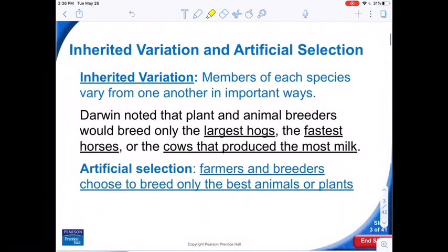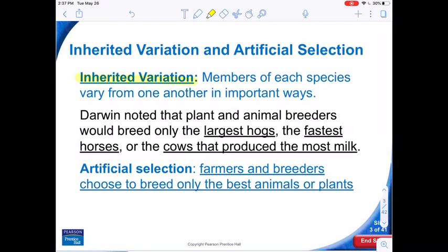So in order to understand what natural selection is, we need to understand two other terms, inherited variation and artificial selection. So inherited variation is what we studied in our last unit. It means that members of each species vary from one another in important ways. So the genetics of species are different. They're varied. You don't have the same traits as even your siblings, unless you're identical twins.